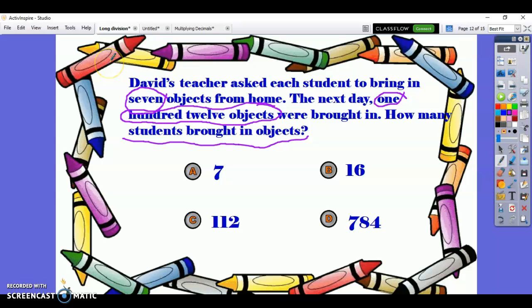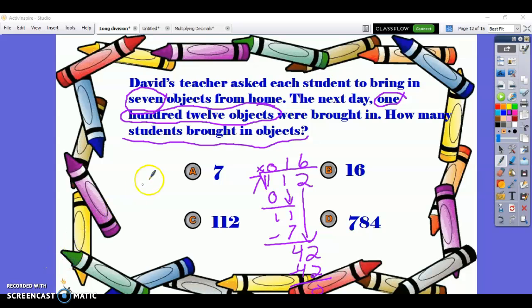So pause the video here, set it up as a long division equation, and then check to see, is it A, B, C, or D? Okay, so you should have divided 112 by 7 and gotten 16, with B. So make sure that your steps look correct and check to make sure that your work is done correctly. So you should have gotten B.